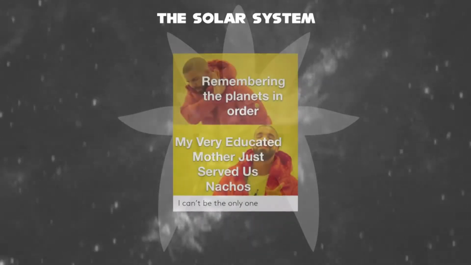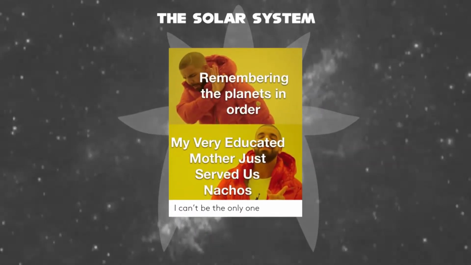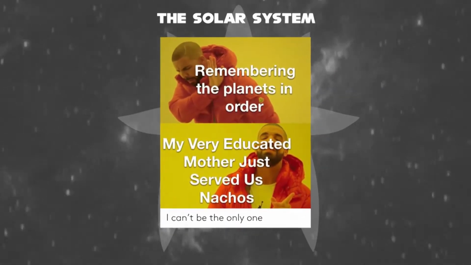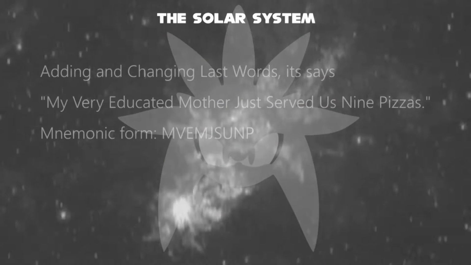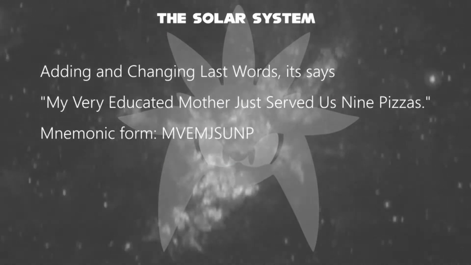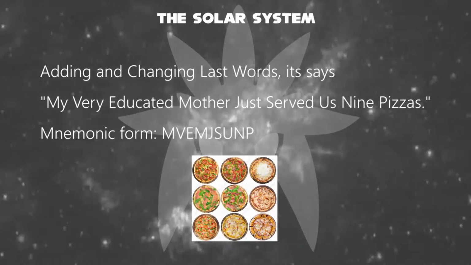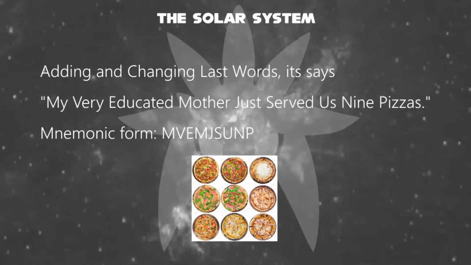Haha, that's a great idea. Can you think how a very educated mother serves nachos? She can do everything. If you change the last words, it says, "My very educated mother just served us 9 pizzas." Pizza begins with P, as in the planet Pluto.